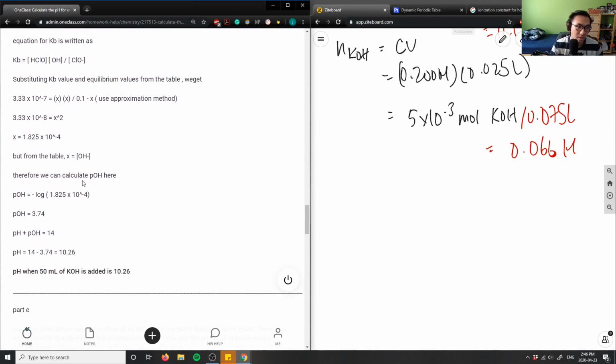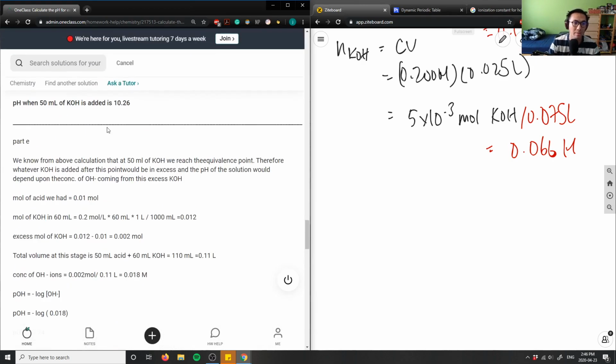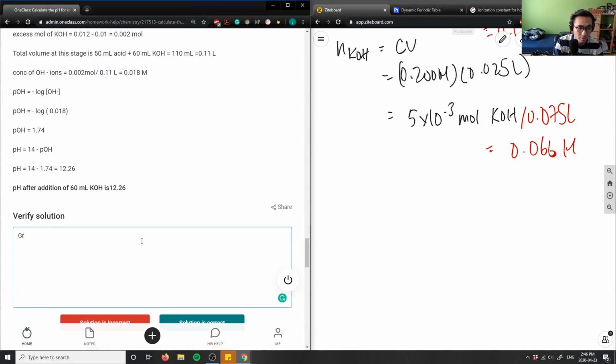So now you can use pOH equals the negative log of the hydroxide ion concentration to get pOH, and then you simply subtract that from 14 to get your pH here. So again, this is the exact same thing as part E here. So I'm going to say this solution is great. This is actually a perfect solution.